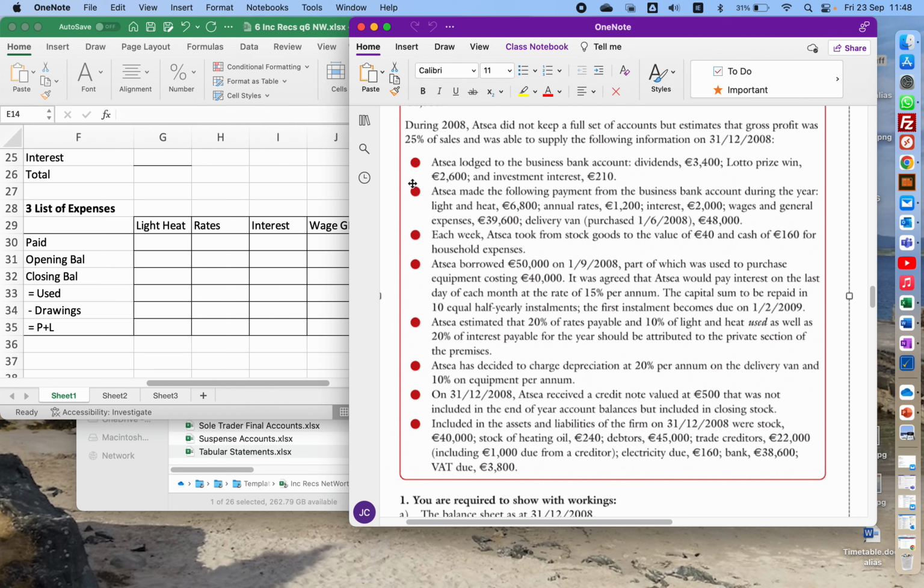This is net worth one. Okay, so question 6 then, I'll start off by looking at the money that was paid.